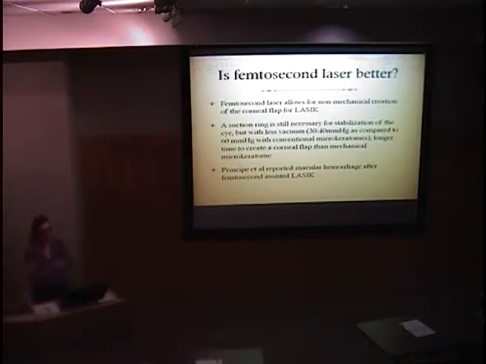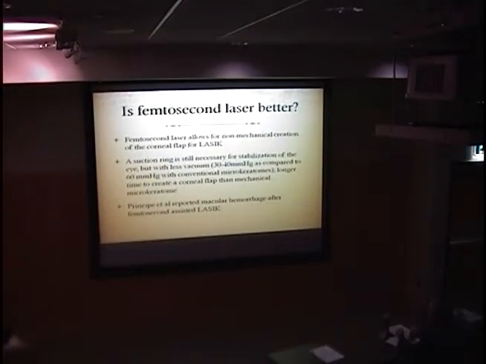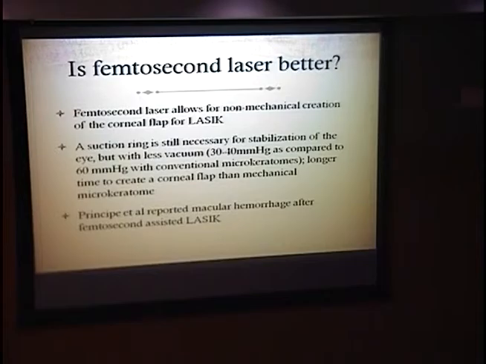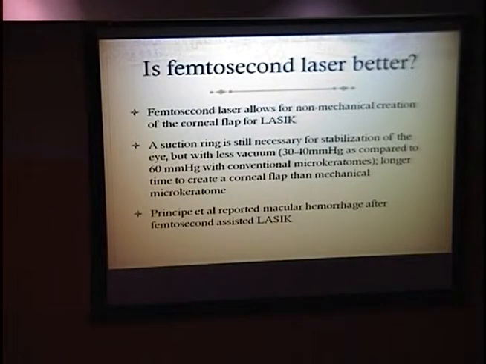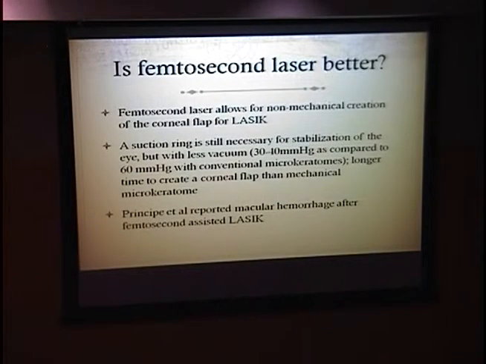Another newer development, femtosecond laser to create the flap, is that better? Obviously, femtosecond laser allows a non-mechanical creation of the corneal flap, but you still need a suction ring to stabilize the eye. There is less vacuum with the femtosecond laser technique. It's about 30 to 40 millimeters mercury as compared to 60 with a conventional microkeratome, but longer times are required to create the flap. And interestingly, there's a case report from 2005 from UCLA of macular hemorrhage after femtosecond assisted LASIK.